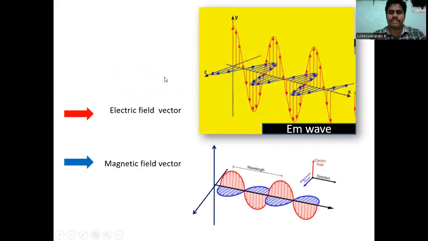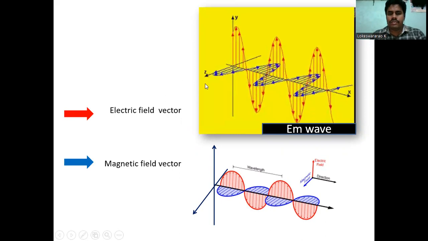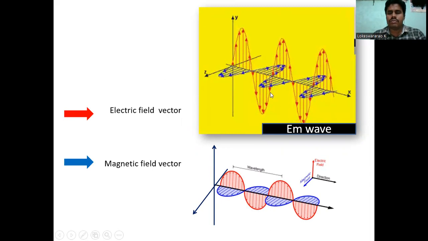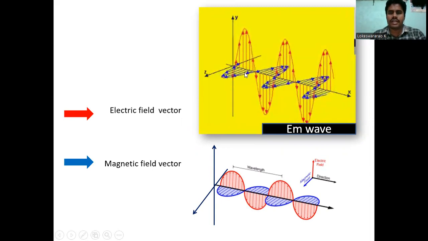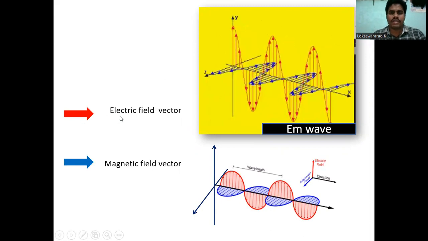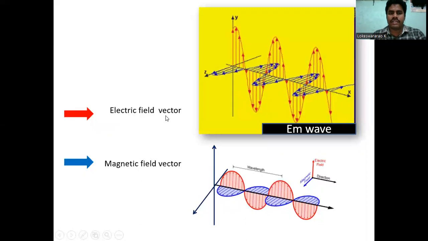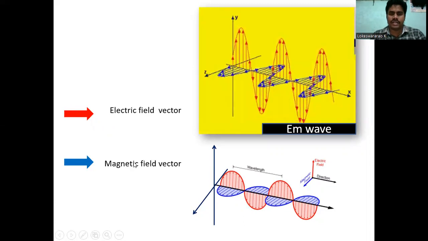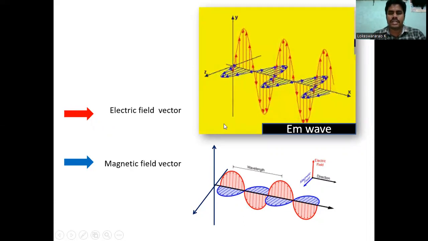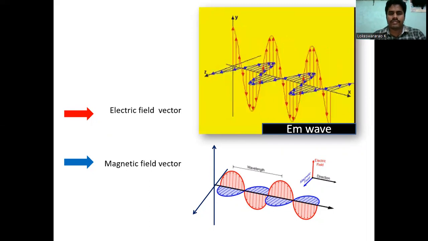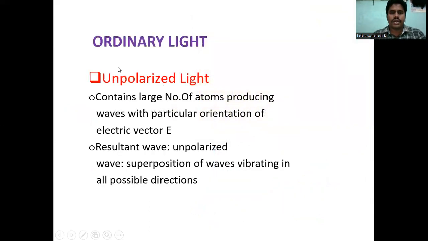This is the representation of an electromagnetic wave. We can see this video. Here we have two waveforms, one in red color and another in blue color. Here it is indicated that the red wave is related to the electric field vector, and the blue wave is related to the magnetic field vector. This is the general representation of an electromagnetic wave, that means the ordinary light.